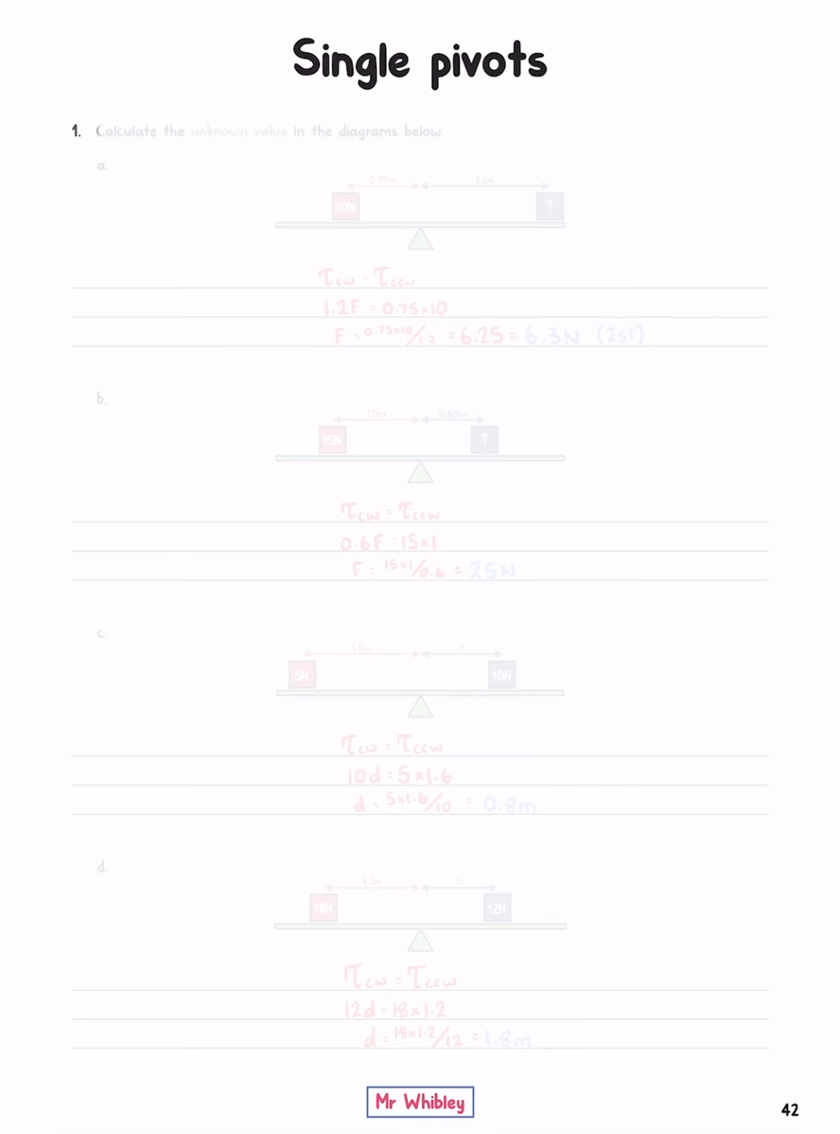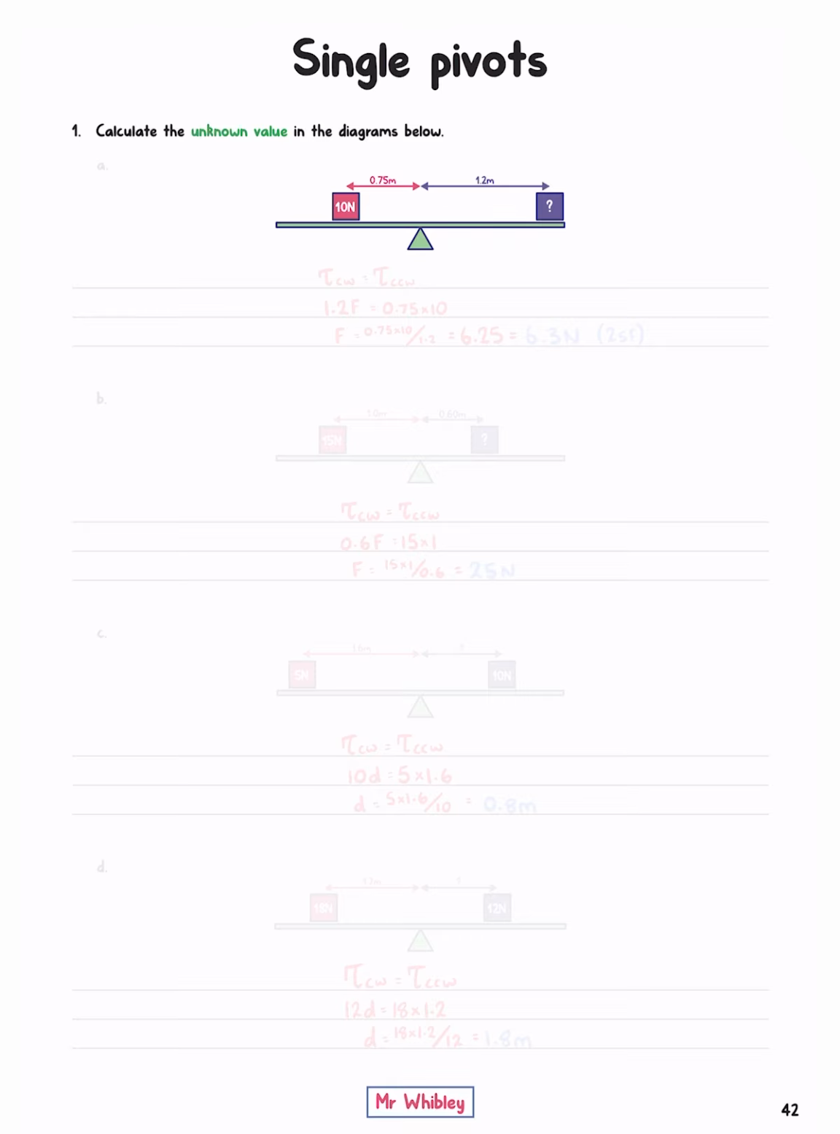Single pivots. Question 1. Calculate the unknown value in the diagrams below. We have a plank on a pivot balanced in the middle. We have a mass exerting 10 newtons, which is 0.5 meters from the pivot, and we have a mass that is unknown on the other side, which is 1.2 meters from the pivot. Calculate the unknown force in the diagrams below. Ignore the mass of the plank.